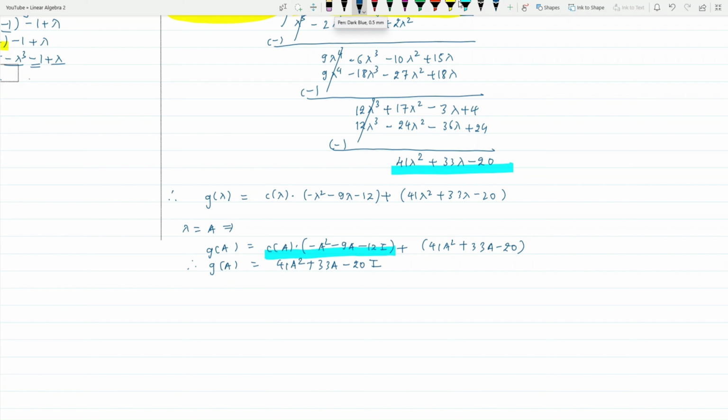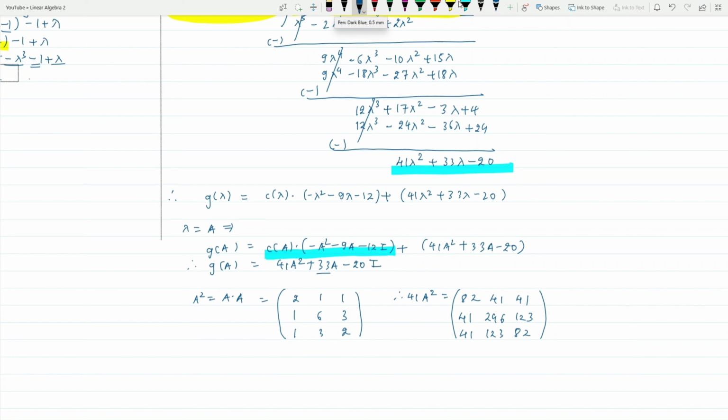We now want to evaluate A square. So A square is going to be A times A, and that is 2, 1, 1, 1, 6, 3 and 1, 3, 2. And therefore 41 times A square is going to be 82, 41, 41, 41, 246, 123, 41, 123 and 82.